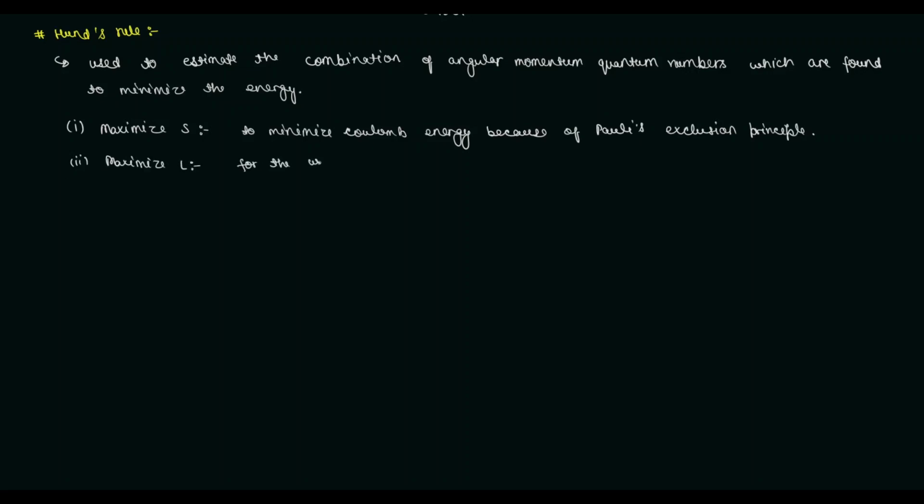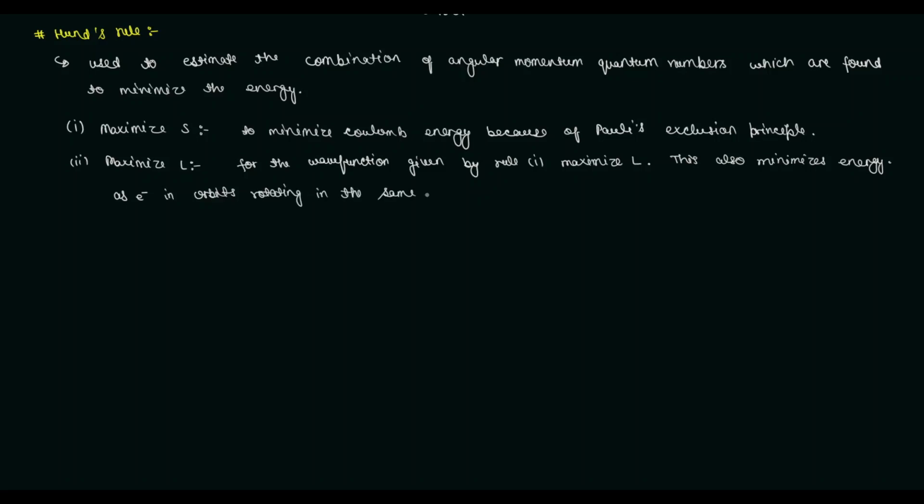In the next step, given the wave function determined by the first rule, you need to maximize L. This also minimizes the energy and can be understood by imagining the electrons in the orbit rotating in the same direction can avoid each other more effectively, and therefore reduces the Coulomb repulsion.